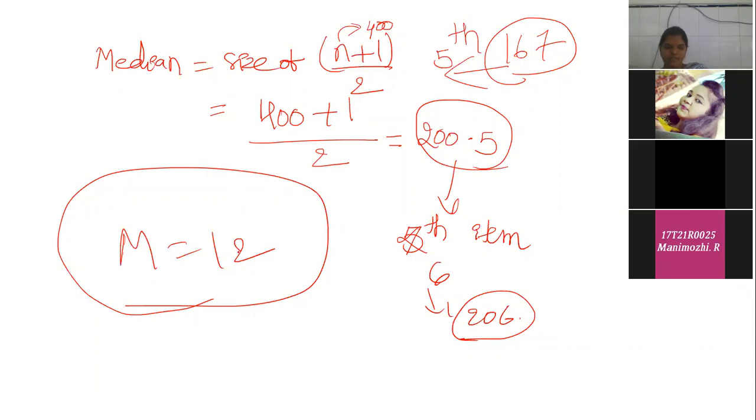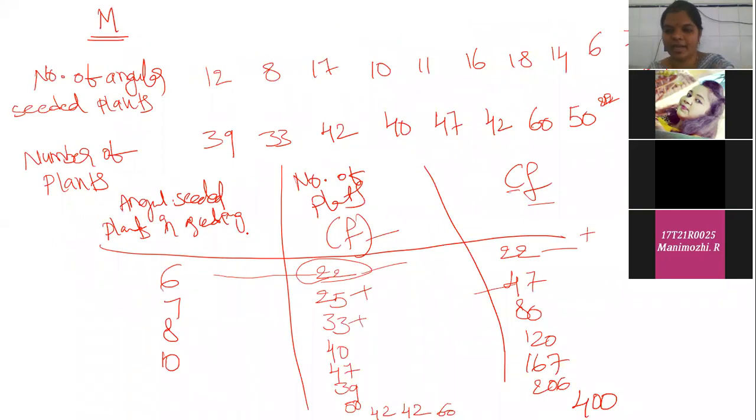The median is 11. Sorry. Fifth, no? 1, 2, 3, 4, 5. Fifth one. Fifth number is 11, I think, right? 1, 2, 3, 4, 5. Yes, ma'am. But in textbooks, they have given as 12. See, ma'am. Up to this, everyone will get clarity, right?